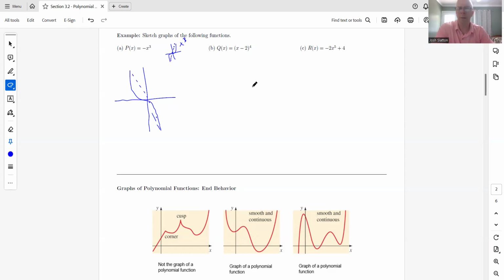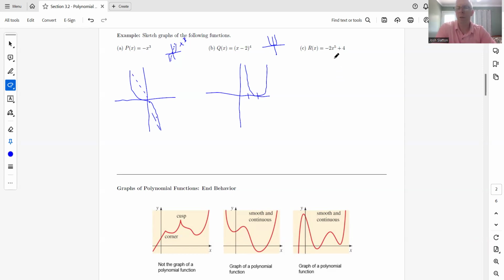Next, we have x minus 2 to the fourth. So x to the fourth looks like this. We have a pretty flat bottom around there at 0. This is going to move it to the right. And so it's just going to look like that. So same transformation rules, shift 2 to the right.